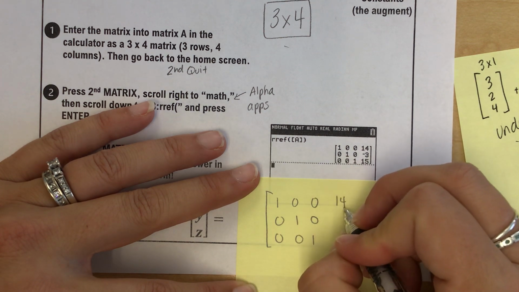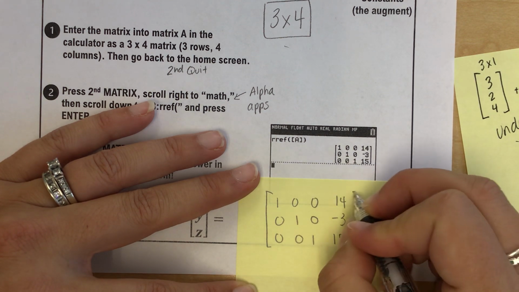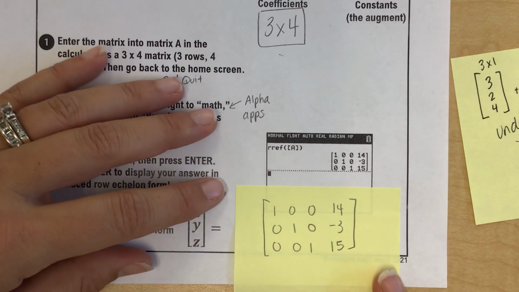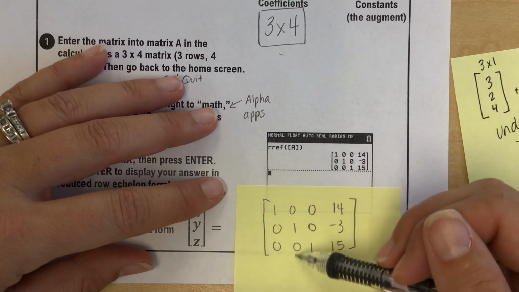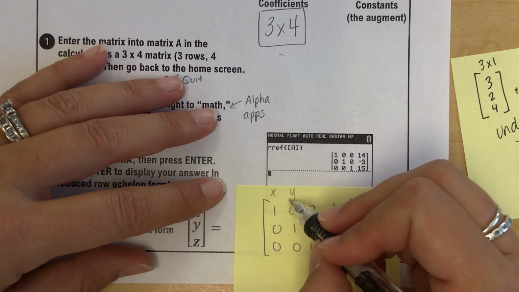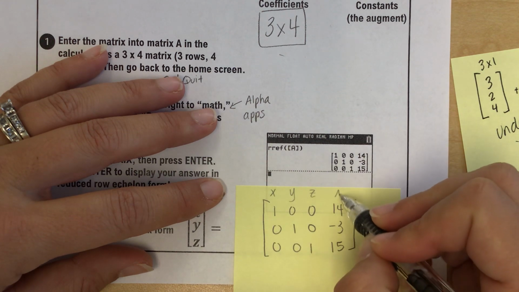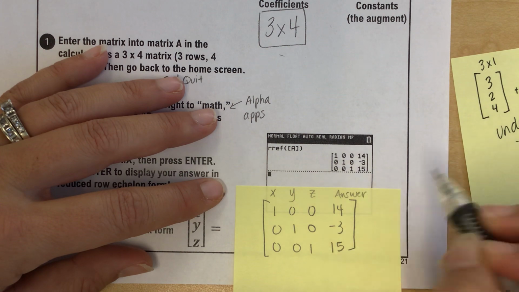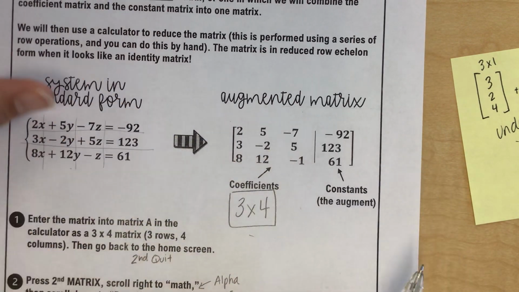And then in this case, it was this. So remember, when we put our equations in, the first row were all your x's, all your y's, all your z's, right? So if you think in your head, this column's x, this column's y, this column's z, and this was always our answer, right?